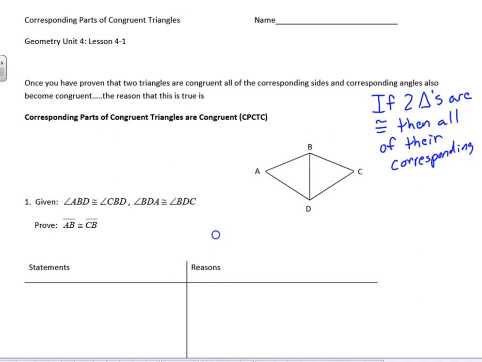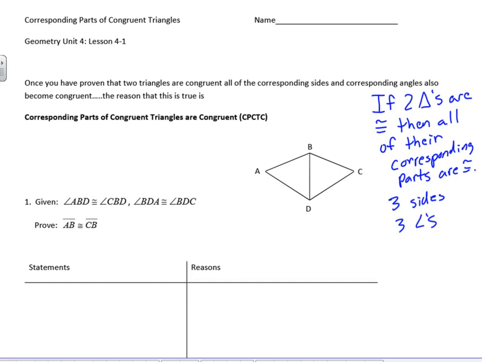So all of their corresponding parts are congruent. Let me finish that sentence. There are three sides and there are three angles, and so all six of those are going to be true, even though we don't need all six in order to prove that the triangles are congruent. Our plans are side, side, side; side, angle, side; angle, side, angle; angle, angle, side. But it unlocks it now.